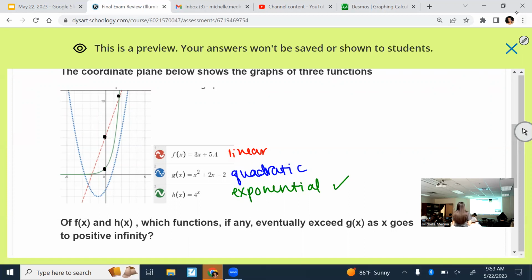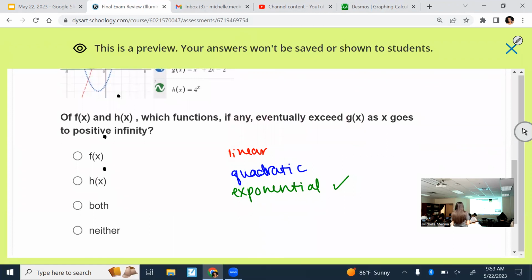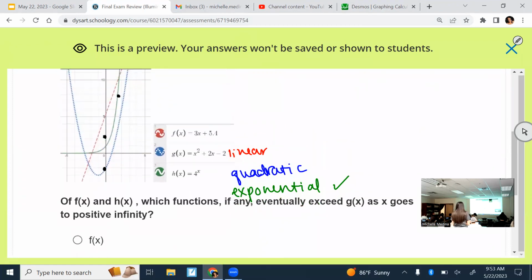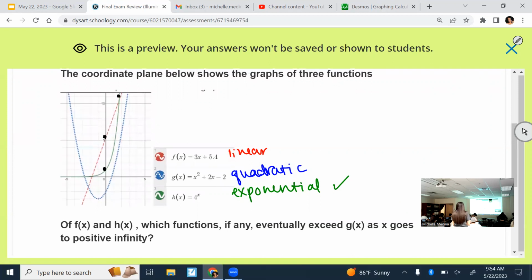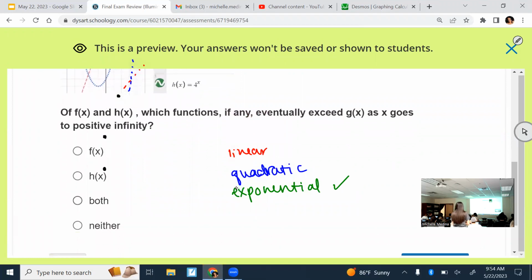So when you're answering this, which one will eventually exceed g of x? So which one will eventually exceed the quadratic? It'll definitely be the exponential one. The linear one, it looks like the blue one surpasses it like here-ish. So the linear one would not, just the exponential. So if you just remember that, given enough time, exponential functions surpass the others, then you should be safe.